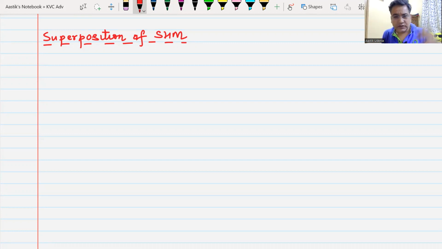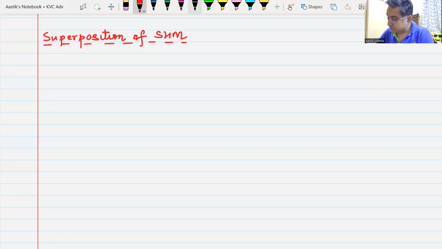So this superposition of SHM can be the addition of SHM of two particles, or it can be the addition of SHM of one particle. It may be executing two different SHMs in the same direction. It can also execute two different SHMs in two different directions. So the addition of SHM is known as superposition of SHM.